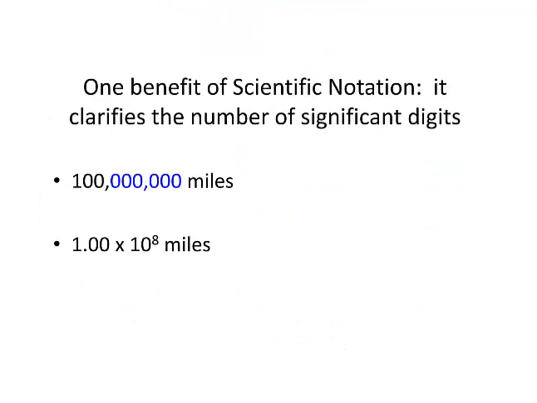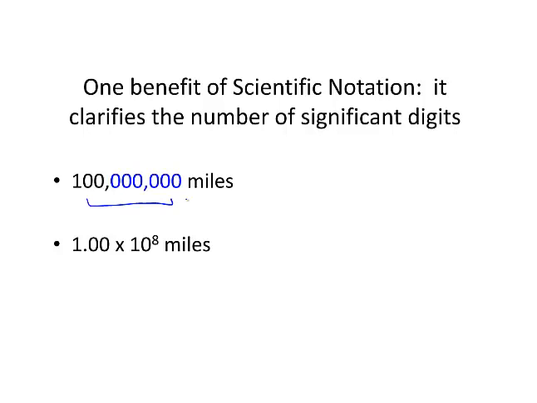One benefit of using scientific notation is that it allows us to clarify the number of significant digits. Earlier in this chapter, we looked at measurements like 100 million miles, and we talked about how it was not necessarily clear how much people were estimating these values. For example, is that exactly 100 million miles? Is that 100 million plus or minus 10? Is that 100 million plus or minus a million? It's not easy to see. It's ambiguous when it's written in standard notation.